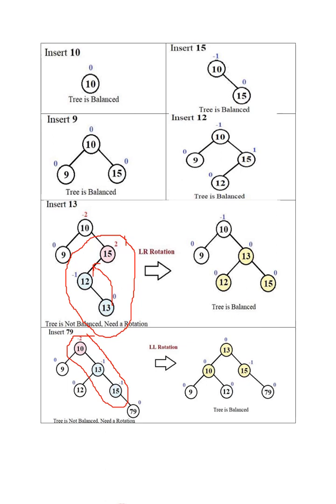RR rotation is one anti-clockwise rotation. So 13 becomes the root node, 10 becomes the left node and 15 becomes the right node. Now check this 12. 12 is greater than 10. So it should be inserted here.